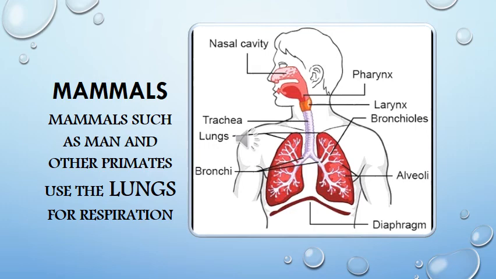Mammals and most primates use their lungs for respiration, even though there are other parts of the body that are involved. But the major organ that is responsible for respiration in mammals, in humans, and other kinds of mammals is the lungs. It's inside the lungs that we have the bronchi, which branch from the trachea and branch into the alveoli. Right there in the alveoli is where respiration is complete.